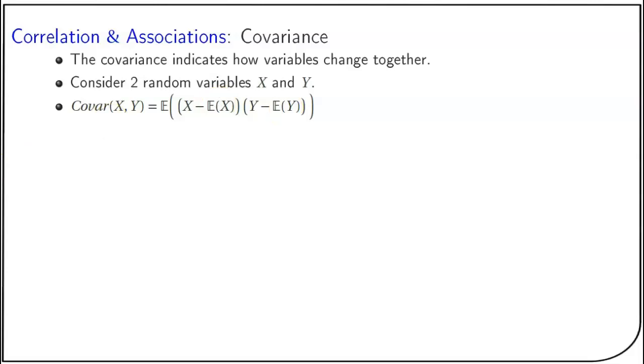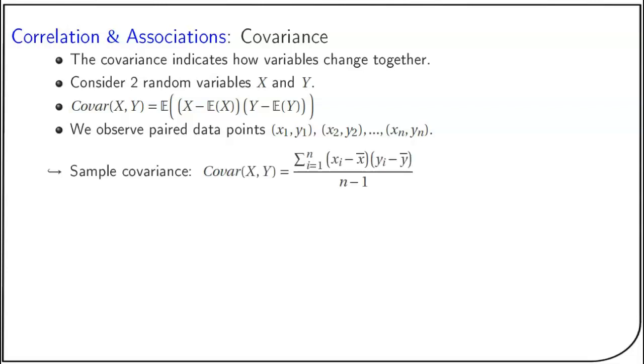In practice, we observe values of each of these variables. And so let us denote by x1 to xn the observed values of x, and by y1 to yn the corresponding observed values for y. Such observed values can be used to obtain an estimate of the covariance. One of the most commonly used estimates for the covariance of x and y is given by this formula. This is often referred to as the sample covariance.